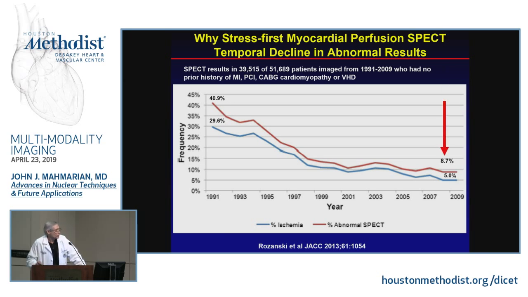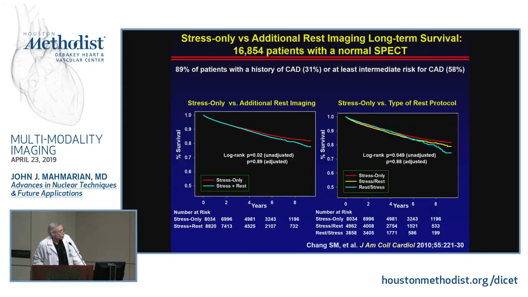And so if you look at this study back in 1991, there were about 41% of patients who had an abnormal SPECT and about 30% had ischemia. And you can see now this has markedly diminished over the years. So another reason to do stress first, because your whole idea is to find out if someone has ischemia and to recognize that most patients will not, that you're really just trying to exclude disease, it makes sense to do stress first rather than rest stress imaging.